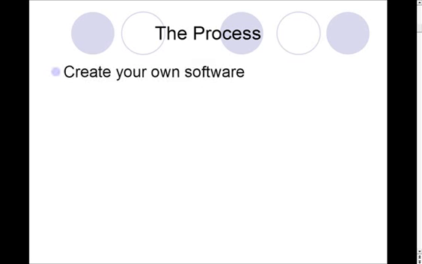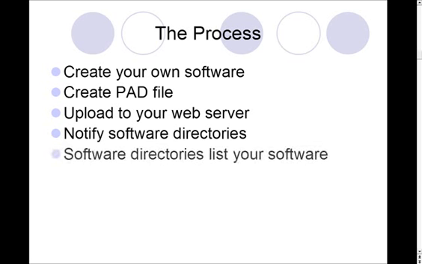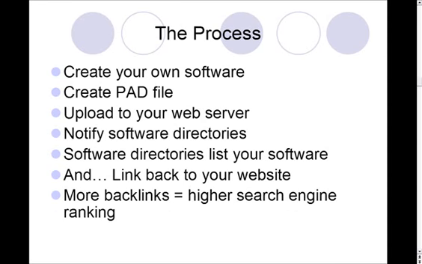The first thing you need to do is obviously create the software, and we'll go through 5 different softwares that you can create. Next, you create a pad file, and a pad file is just sort of an announcement that lets everybody know all about your software. Then you take both your software and the pad file and upload them to your web server. Next, you'll notify all the software directories that you have a new pad file and software available. And then those software directories will list your software on their websites.